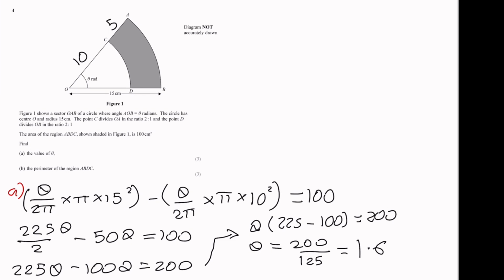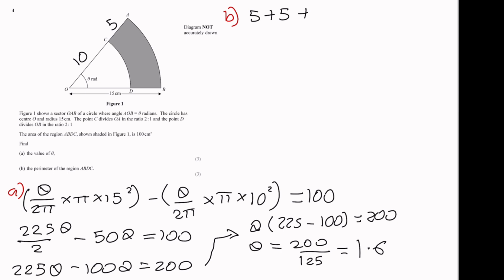Question 4b. The perimeter of the region ABDC. So that's the shaded section. So that is going to be made up of 2 arcs, the arc AB and the arc CD, plus CA and DB, which are both 5. So we know it's going to be 5 plus 5 plus the 2 arc lengths, AB and CD.